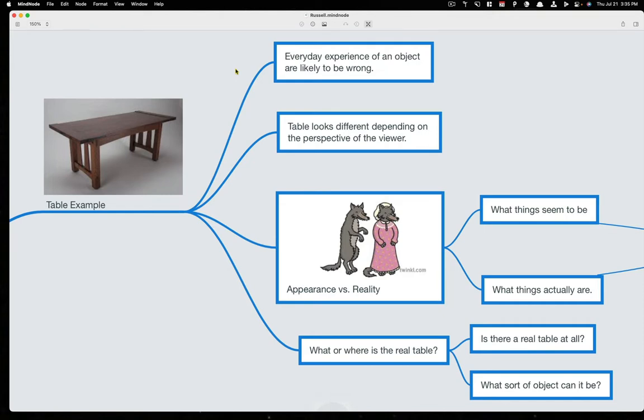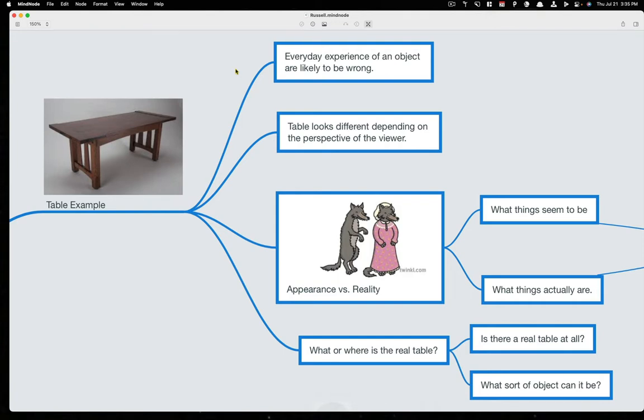Now, it might be a little bit different depending on your perspective. So you might be looking at it from the side or from down below. But you might say, okay, I see the table. I might ask you, do you see a table? Oh, yeah, of course I see the table. And then I say, okay, well, is that what the table actually looks like?